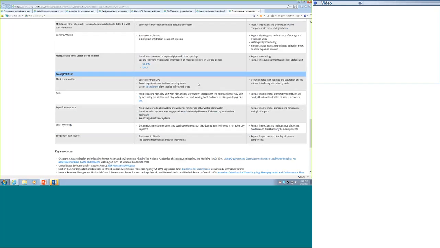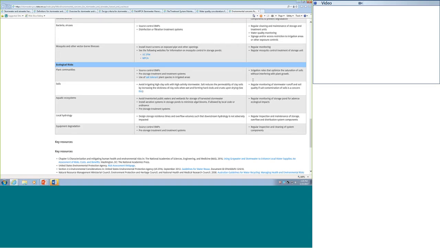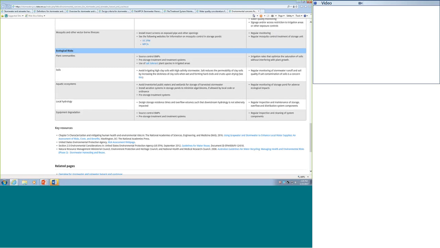In terms of ecological risks, for example, with your plant communities, again, you can have some sort of pre-storage treatment system so that you have less pollutants in your harvested water, or plant salt-tolerant plant species if you think you're going to have a lot of chlorides, and that's an option. And also, an operation and maintenance consideration would be irrigation rates to optimize the saturation of the soil so you don't interfere with your plant growth. You don't want to suffocate your plants with too much water. Again, here's a link to those other resources that I just mentioned.